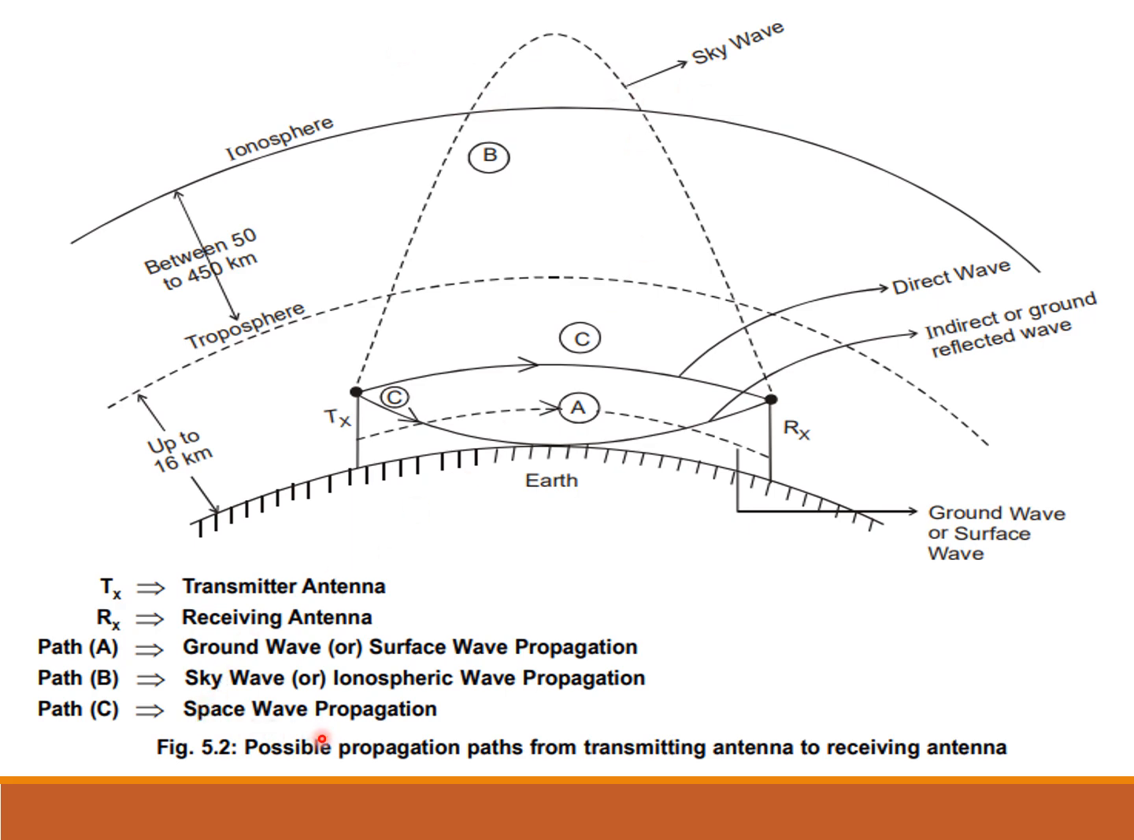And the third one is going to be called space wave propagation. Now look at the path between the transmitter and the receiver shown by path C. The signal can travel directly from the transmitter to the receiver, and this happens in the tropospheric region, which is up to 15 to 16 kilometers just above the Earth's surface. Since it happens here, it is otherwise called tropospheric propagation. Here it can either take a direct path from the transmitter to the receiver, or it can even take an indirect path this way around. That is, in that case, an indirect or ground reflected wave. So path C represents the space wave propagation.